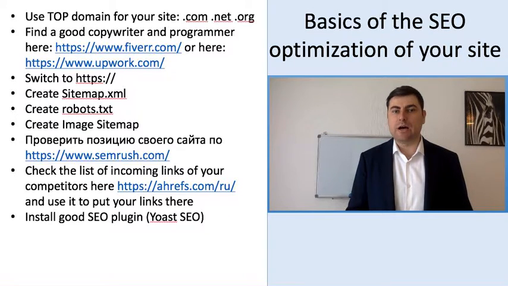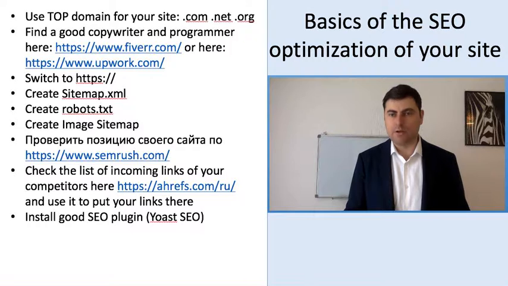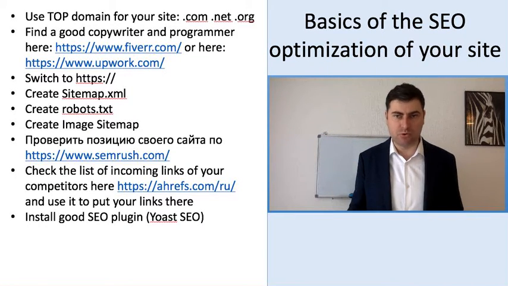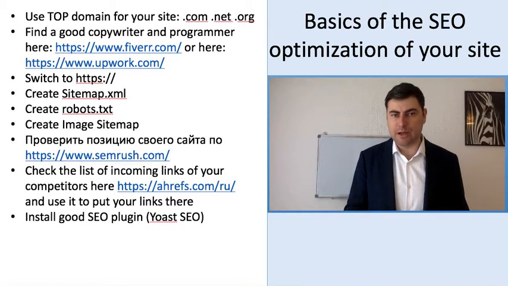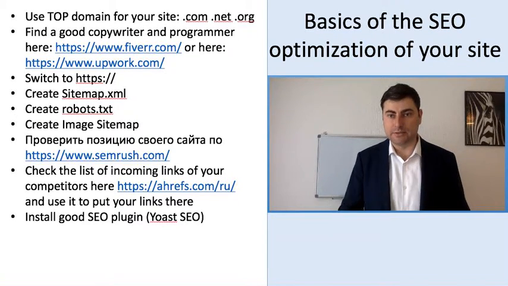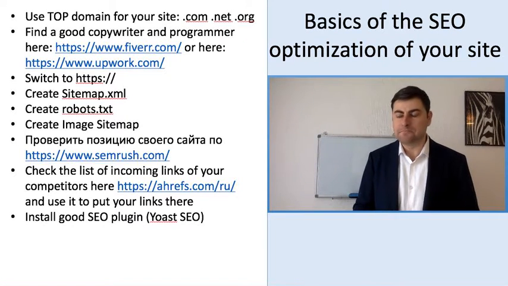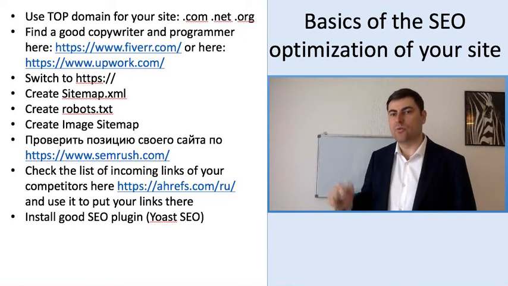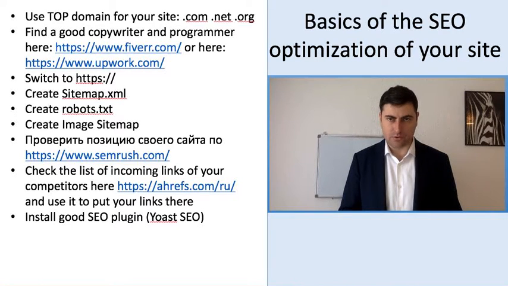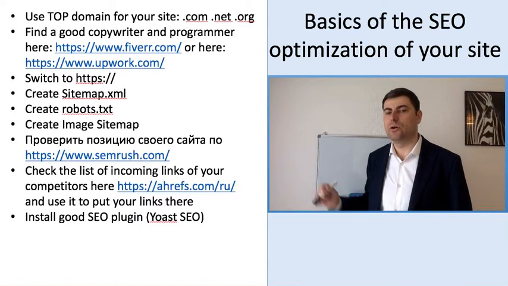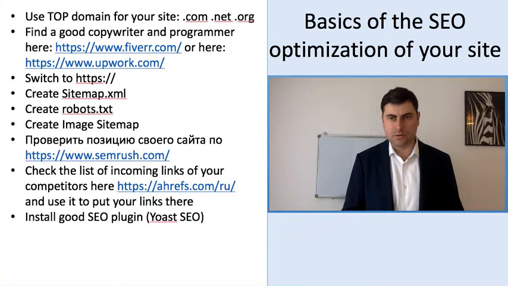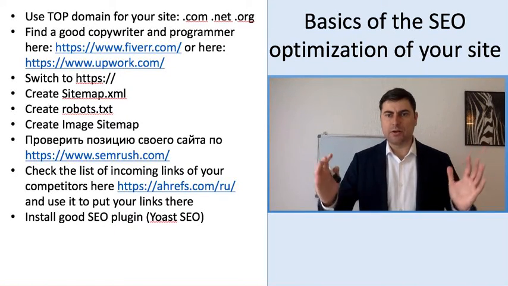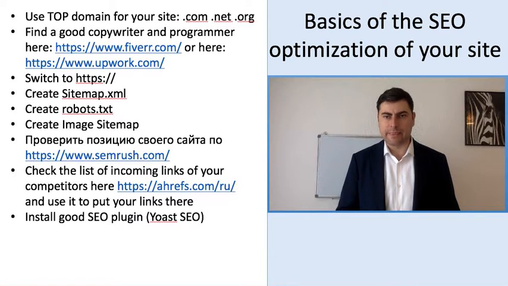Then create a sitemap.xml file. This is a very important part. Very important. This is maybe the most important part of the basics of SEO optimization. What is this file? This file collects all the URLs you have within your website, all the URLs of all your articles, all your pages. Everything is gathered in one XML file named sitemap.xml.